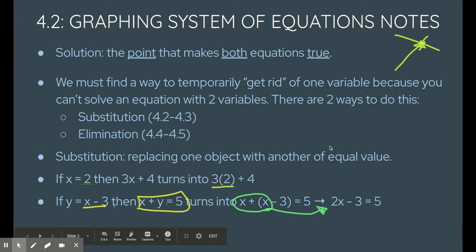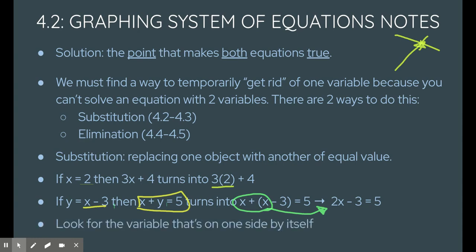One thing that I want you to look out for is you always substitute the variable that's all by itself. So if we look back, this x was all by itself, and this y was all by itself. That's how you know which one to plug in. Let's take a look at some examples.